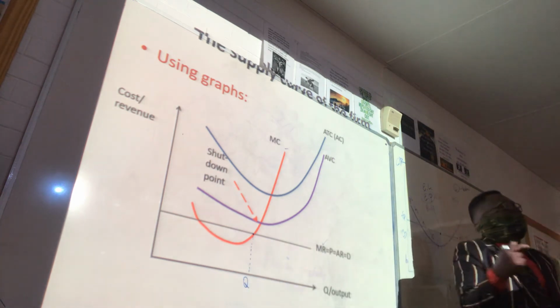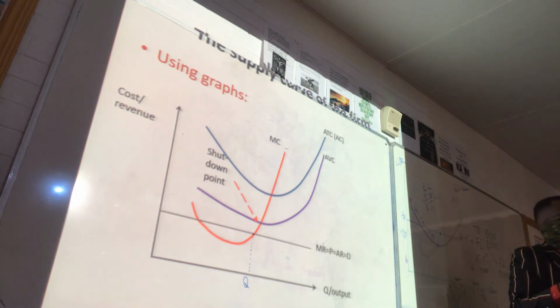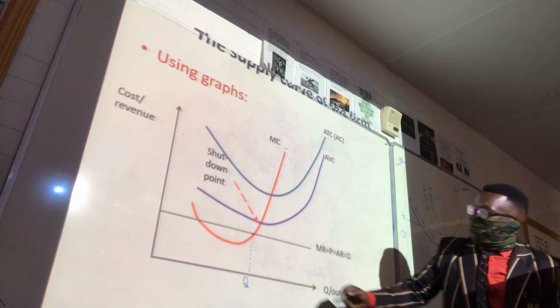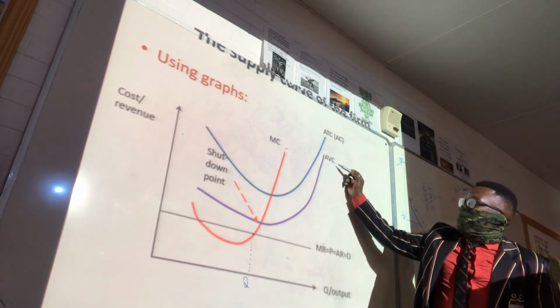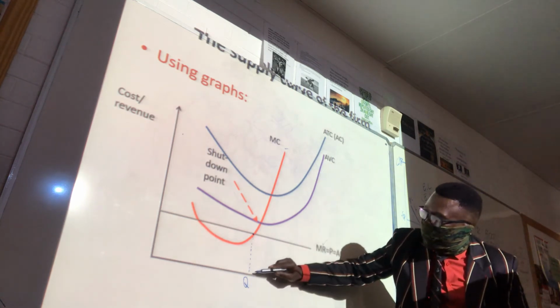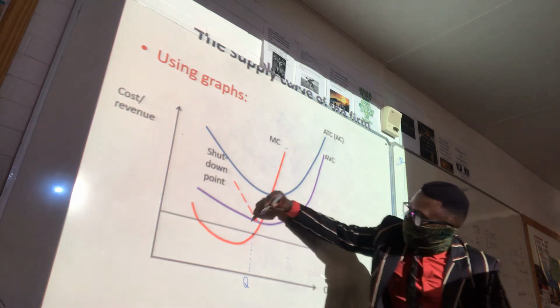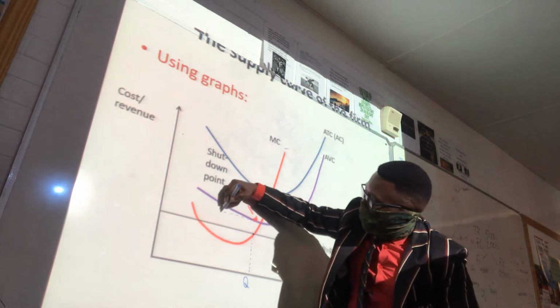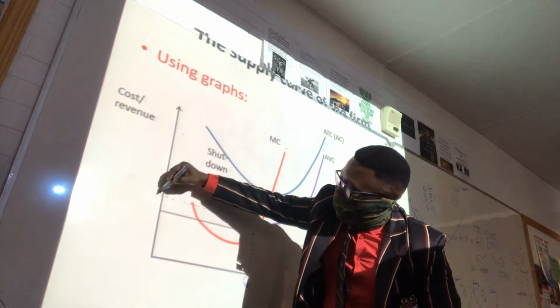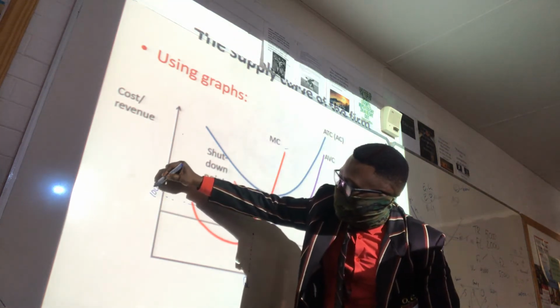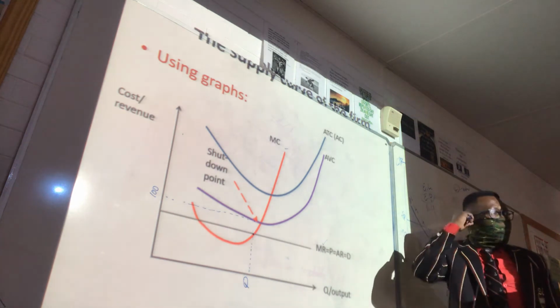Okay, now I need to go find the cost. So if I go find my cost, and I'm going to just go find my average variable cost, I go up to this point there. And then I go up here, Mr. Mabinza, what do we call this? Let's call it 100 Rand. Okay, are you happy? Cost 100 Rand.